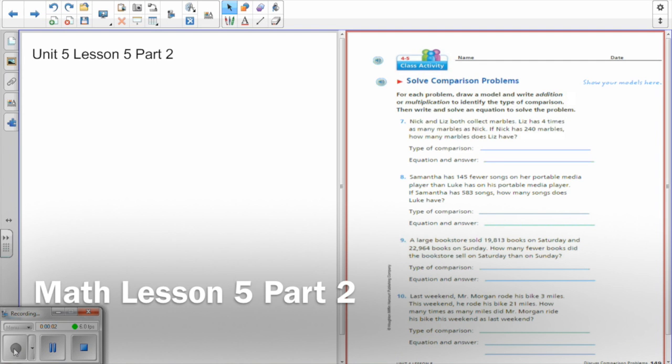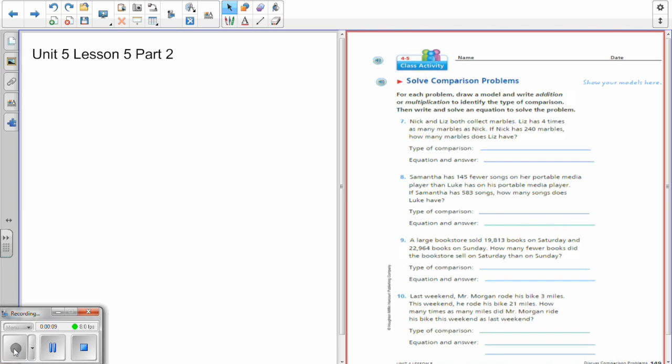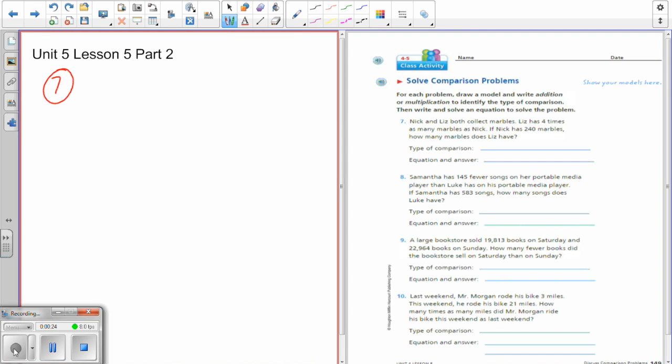Okay, for the second half of what we did last night, we're going to be taking all of the comparison skills, the multiplying and the adding, and put them into the next 7 problems. On the left-hand side here, I will be writing either the equation or the comparison bars for you to refer to. And on the right over here, we will be writing type of comparison and the equation and answer. So what we're looking for is if we're doing an addition or if we're doing a multiplication.